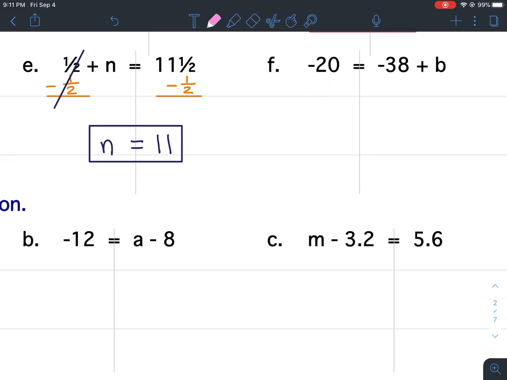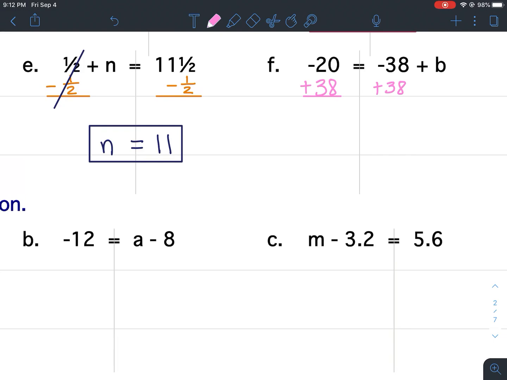The next thing I get is they see a plus sign here. So they automatically want to subtract 38 from both sides. But look at this. If I have negative 38 and I subtract 38, are those numbers going to cancel out? No, they're not opposites. I need opposites. So I have to go by the sign in front of the number that I need to get rid of. I need to get rid of negative 38. And the opposite of negative 38 is positive 38. So I'm going to add 38 to both sides.